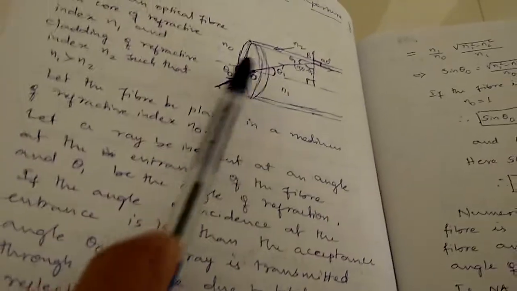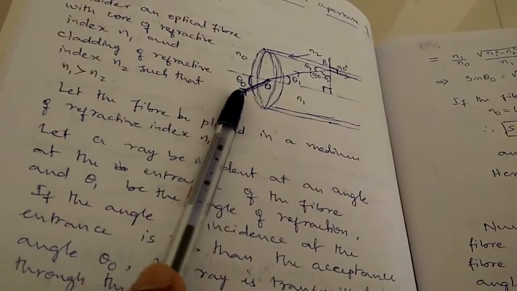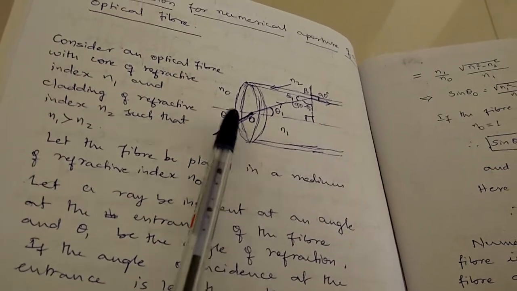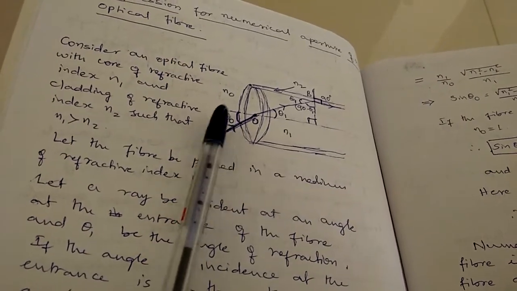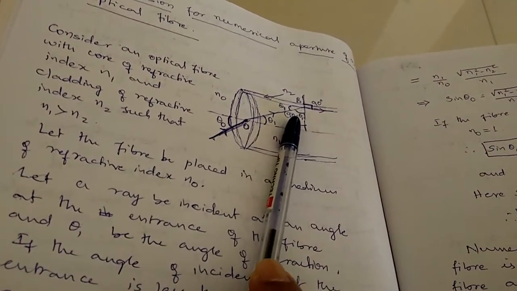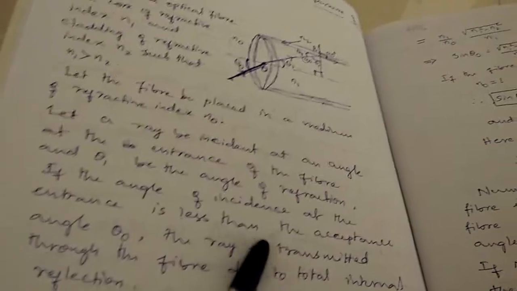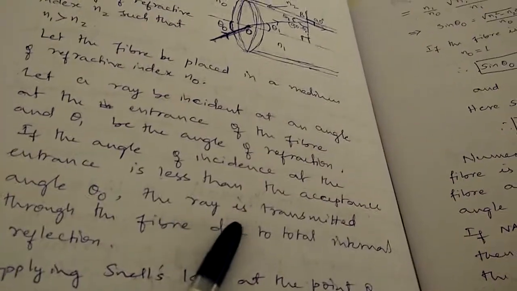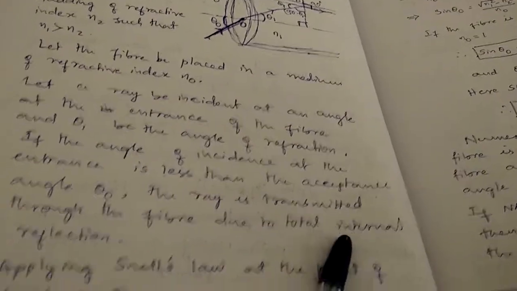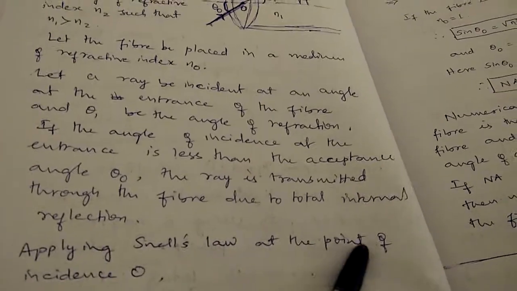Now, if the angle is less than this angle, what happens? We have already studied in the definition of acceptance angle. So theta naught is the maximum angle below which, if the angle becomes less than this theta naught, the angle at the core-cladding boundary becomes greater than the critical angle, and we will get total internal reflection. So if the entrance angle is less than the acceptance angle theta naught, the ray is transmitted through the fiber due to total internal reflection. Now applying Snell's law at the point of incidence O here.